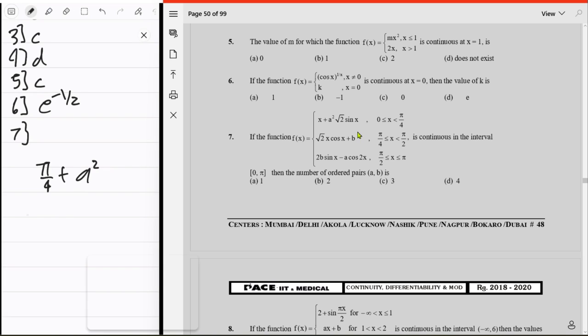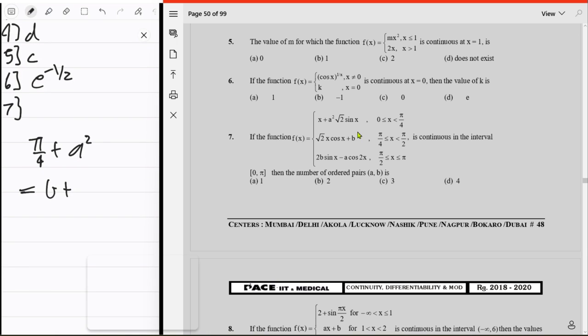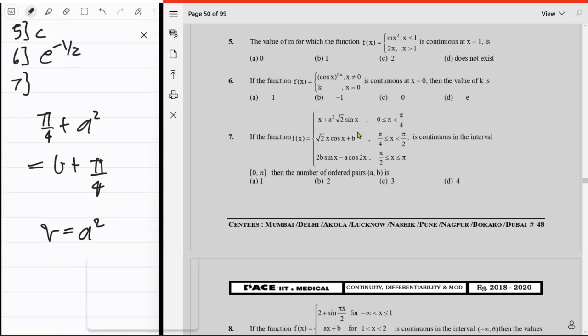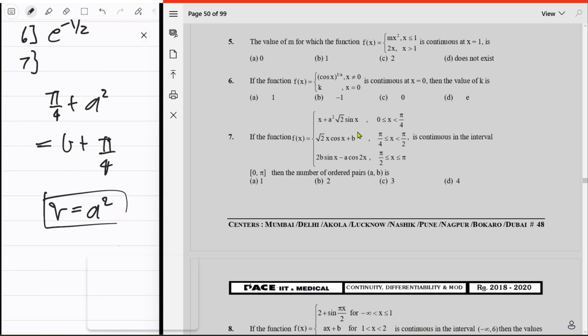So it's a square. That's going to be equal to, when you put pi upon 4, it's just b plus... what's this thing? Square root of 2 times pi upon 4 cosine of x is just 1 upon square root of 2. So it's just pi upon 4, right? That's what this thing is. Yes. So it just means b equal to a square. That's our first equation.